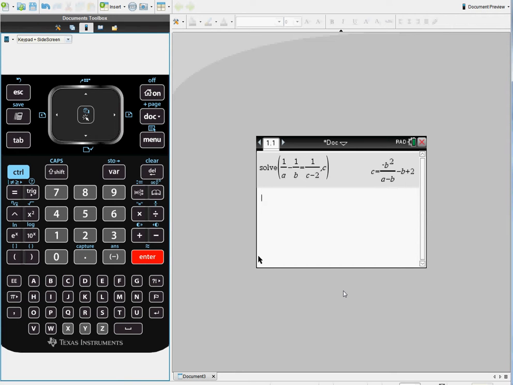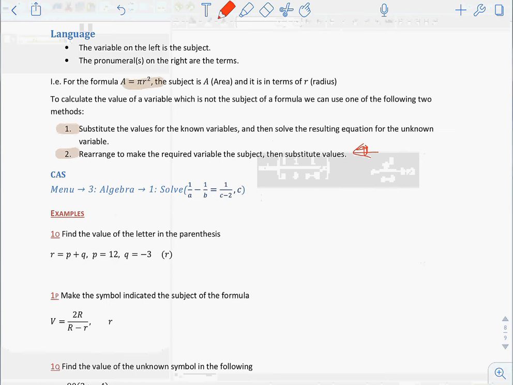Now, it may not be the world's prettiest solution, and in fact, if you did this by hand, that may not actually be the solution that you get. However, it is a perfectly correct solution, and according to the calculator, it is the most simplified solution that we have. In the CAS, that's about all you can do as far as transposing formulas. You can use the store function. There will be a separate tutorial for that. Now, back to the notes.